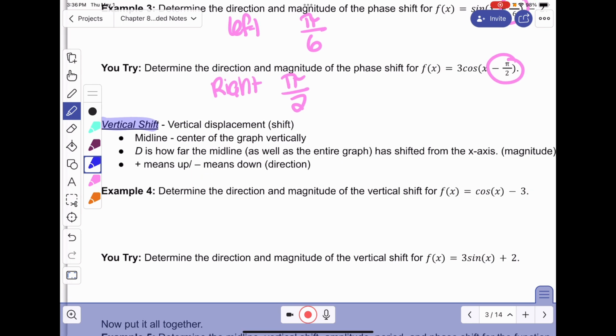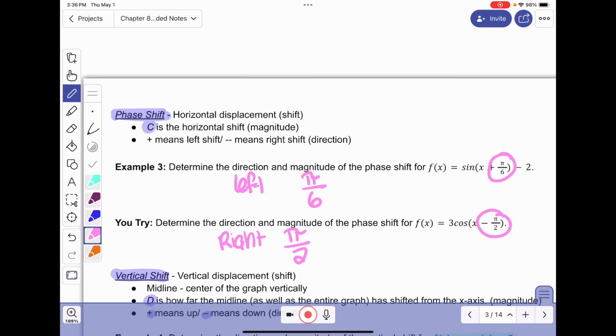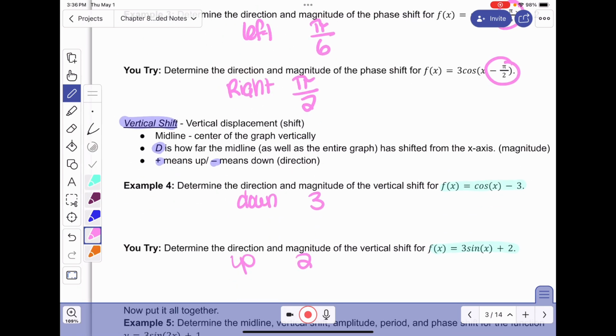It's saying, hey, the center of the graph is moving up or down. That's D. Positive is up, negative's down. So if we look at example 4 here, at the end we have -3. So that means we're going to go down 3. If we look at the try, at the end we have +2. So we're going to go up 2. So those are all the pieces. The vertical shift, the horizontal shift, also known as the phase shift, and then our period and our amplitude.